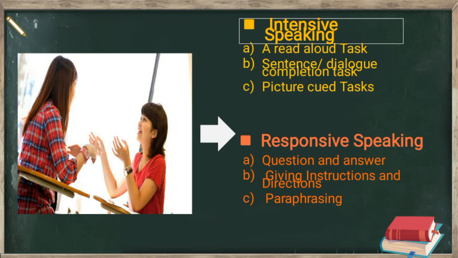And second is responsive speaking. These are some of the tasks which can be used when using responsive speaking. The first is question and answer. It means that students respond to questions that the test administrator asks. Second is giving instructions and directions. It means that the test taker is asked to give directions or instructions.